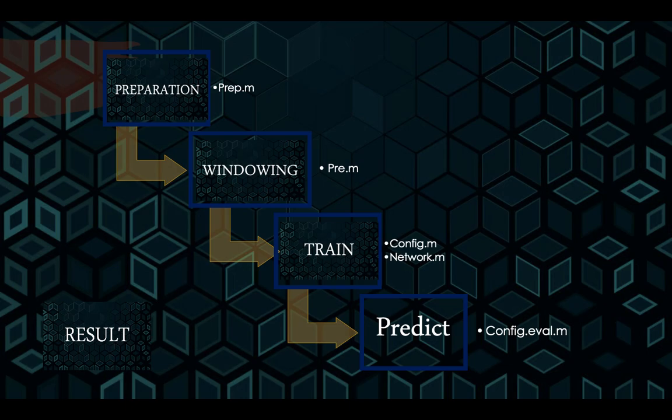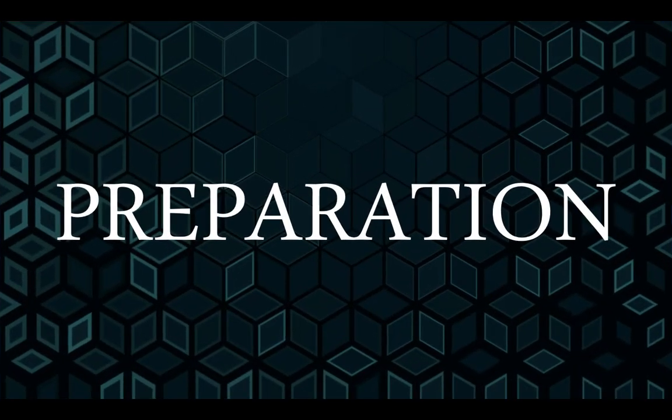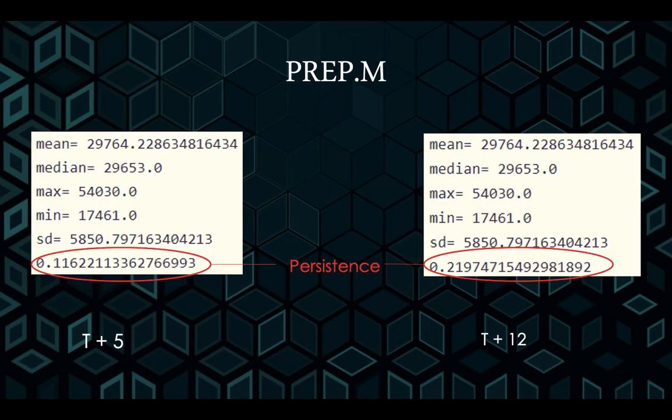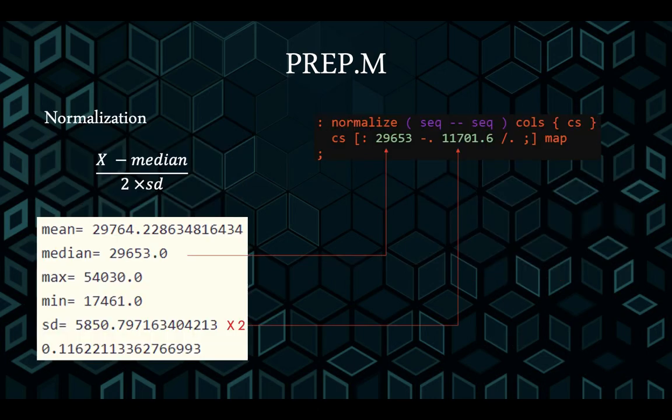This is the predictive pipeline, and we will start with the preparation first. The first thing we did is the persistence. The persistence will be the anchor for our test loss to beat. We tried the persistence for 5 hours ahead and 12 hours ahead, and the persistence for 12 hours ahead is higher than 5 hours ahead, which means that the accuracy for the persistence in 12 hours ahead is worse and easier for us to beat.